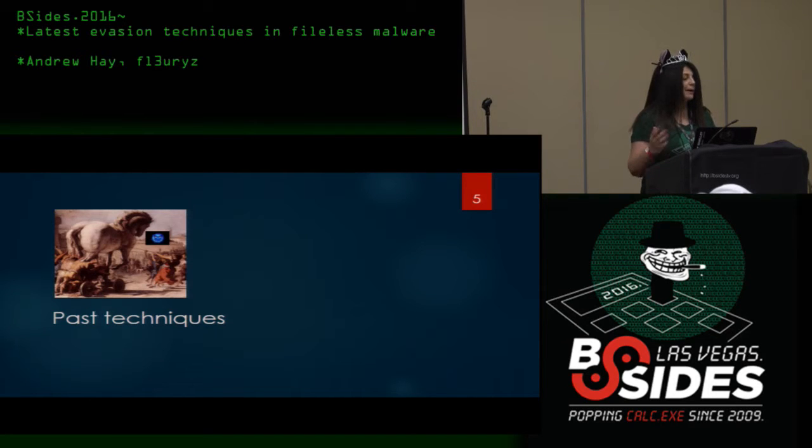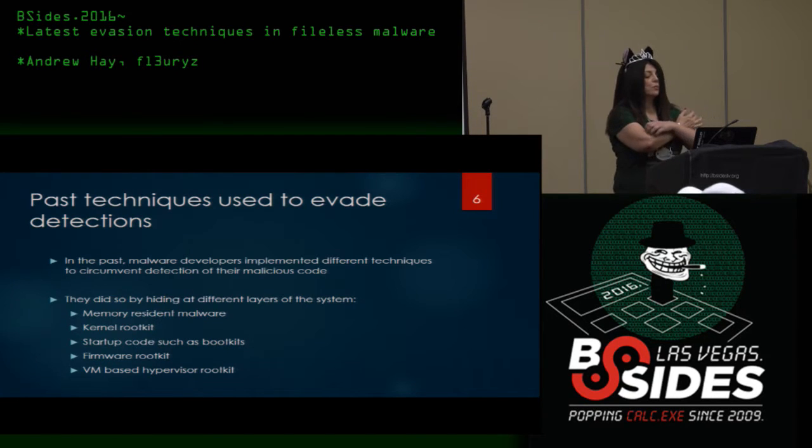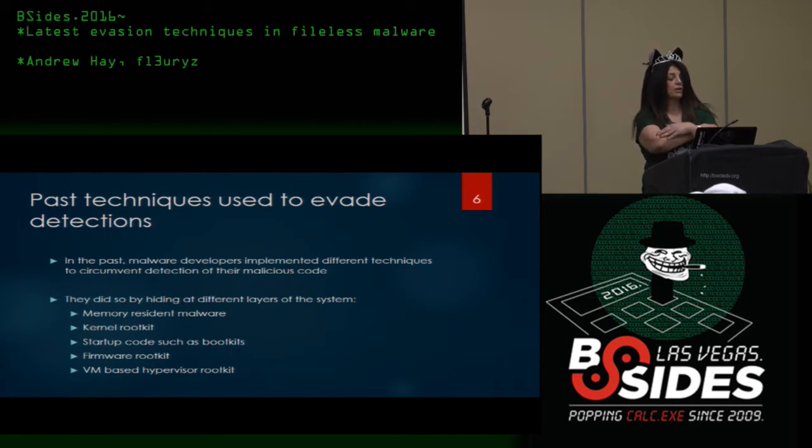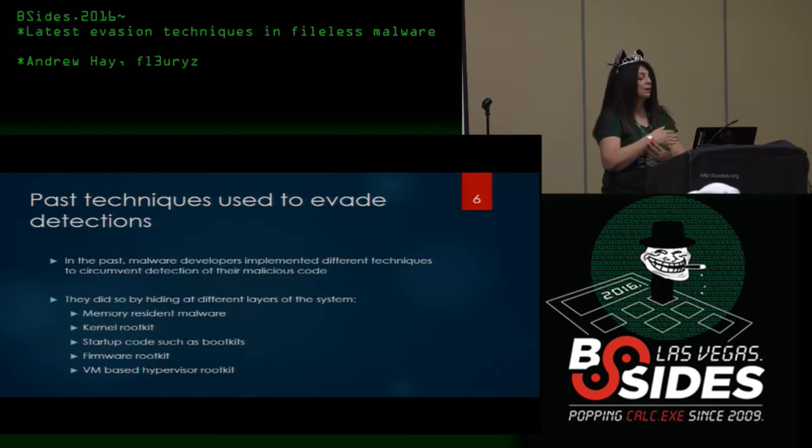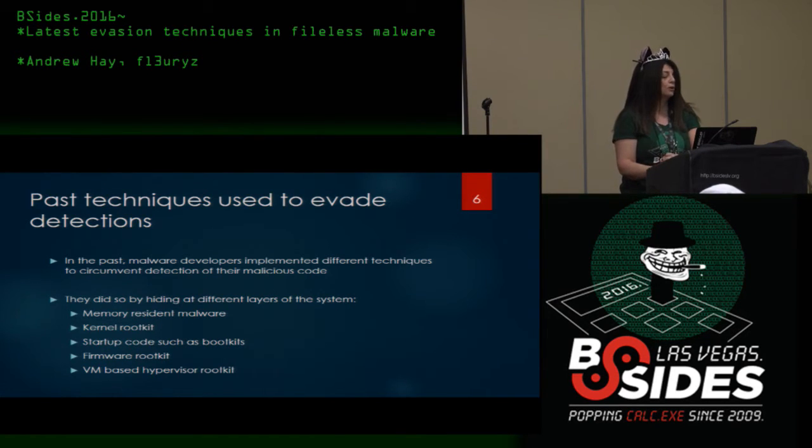Let's go through some past techniques to evade detection to get a background. In the past, malware developers tried to implement different techniques to circumvent detection of their malicious code. They did it through different layers of the system. One of the ways was memory-resident malware. They also used the kernel, creating kernel rootkits. They also hid in startup code, such as bootkits. They also tried to hide in the firmware, with firmware rootkits, and in VM-based hypervisor rootkits for VM systems.